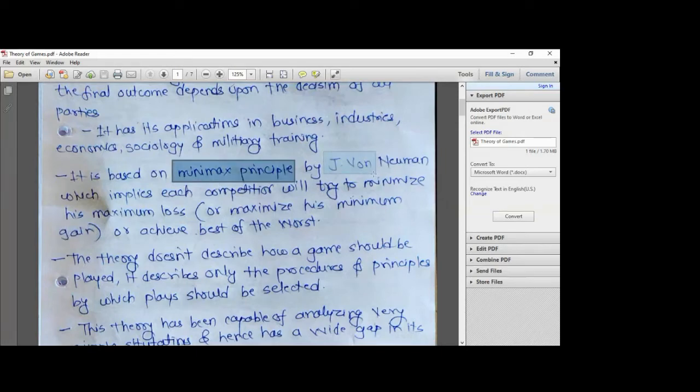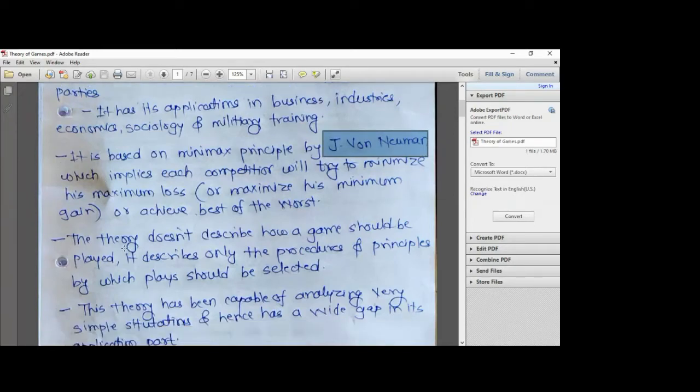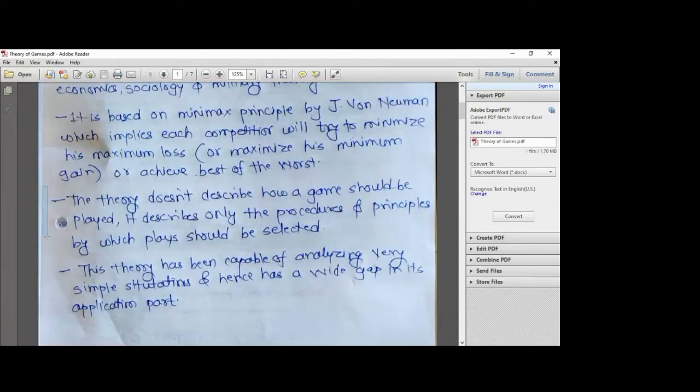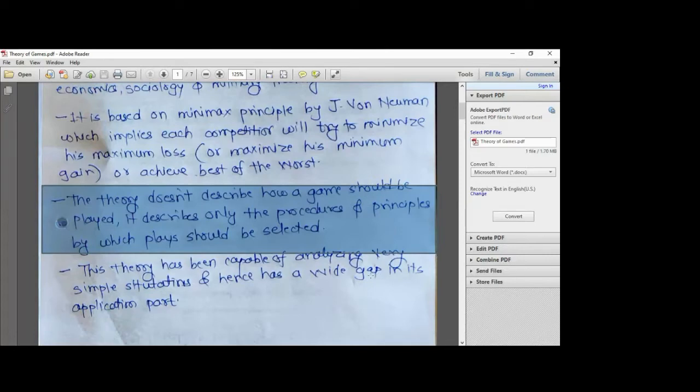So this is the principle which is also called the minimax principle. It was developed by John von Neumann, and the principle is very interesting and very easy to understand as well, right? So the theory doesn't describe how a game should be played. It describes only the procedures and the principles by which the plays should be selected. Plays are every step that should be selected. It is very important: the theory doesn't describe how the game should be played, right?